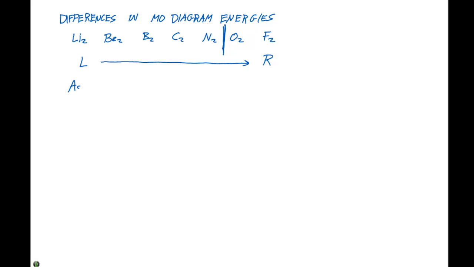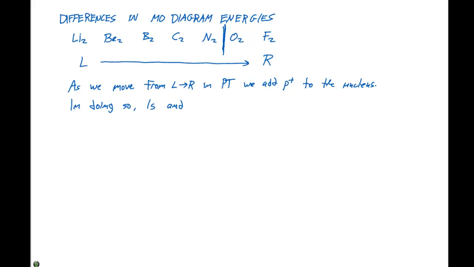So as we move from left to right in the periodic table, we add protons to the nucleus. And we're increasing the effective nuclear charge. In doing so, the 1s and 2s orbitals are influenced strongly, and the 2p orbital is affected slightly.